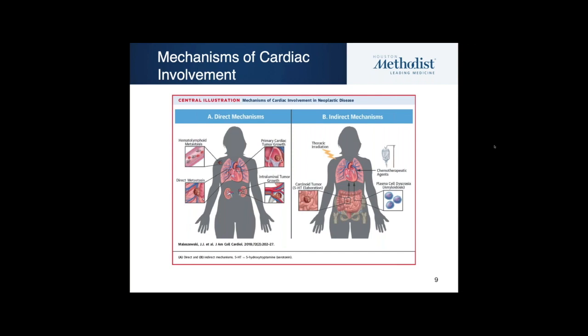Then there's also spread of carcinoid tumor. We'll go into a little detail about the spread to the heart from carcinoid syndrome, and plasma cell dyscrasia and cardiac amyloidosis, which is a hot topic as well. And multiple advances in multimodality imaging have been ongoing in that field as well.